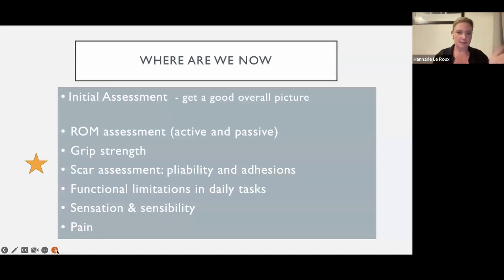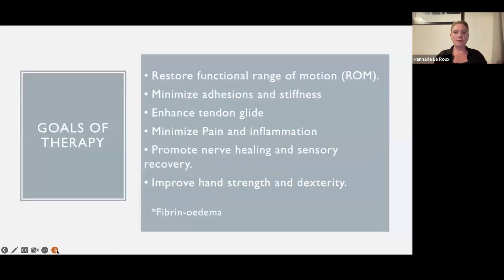Functional limitations. Okay, so I'm going to go through this now. The goals of therapy: firstly, you want to restore a functional range of motion. If a patient comes in 10 months after a median nerve, ulnar nerve, flexor tendon injury, are we trying to get a fully functional hand? No, I'm trying to get him as functional as I can. So you work with what you have. Then you minimize adhesions and stiffness.